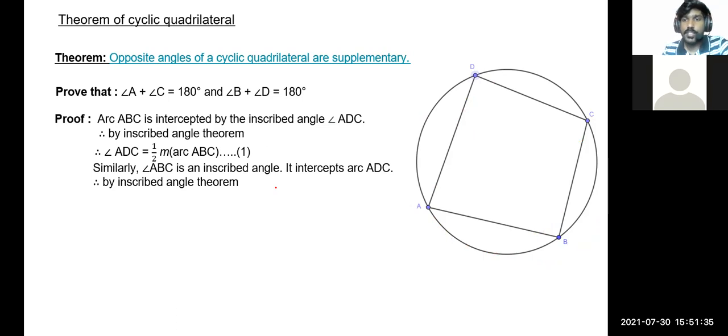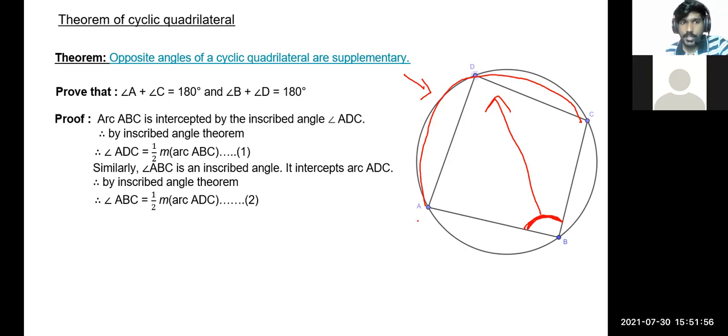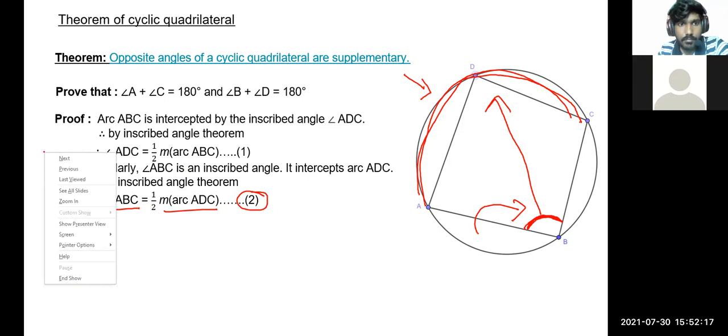Okay. Now, similarly, ABC is an inscribed angle, and it is intercepted by arc ADC. Again, you use the inscribed angle theorem. So by the inscribed angle theorem, angle ABC, that is this one, is half of the measure of arc ADC. And that is equation number 2. Okay, have you understood now equation 1 and 2 both? I think your voice is breaking, but I can hear you and I've understood what you're telling me.